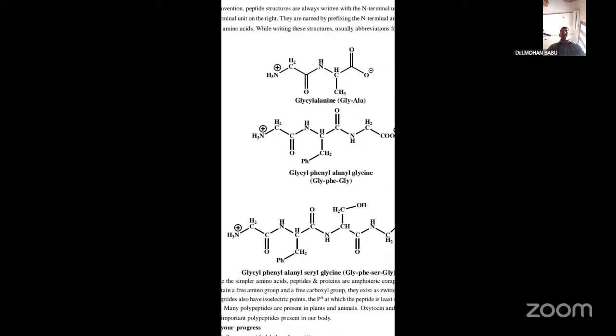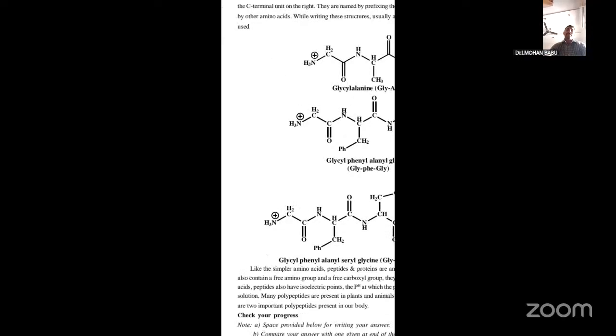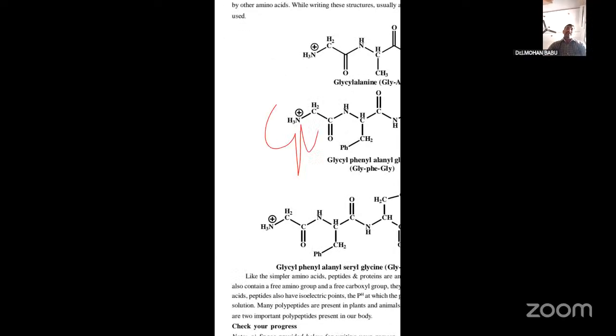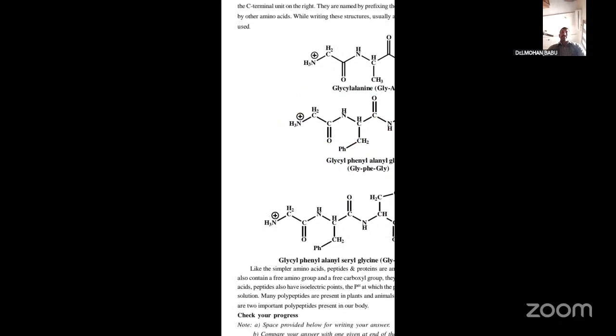So for example, here are the two amino acids, glycine and alanine, and we get this dipeptide, and the nomenclature is Gly-Ala. Gly means glycine, Ala means alanine here. This is the peptide nomenclature.